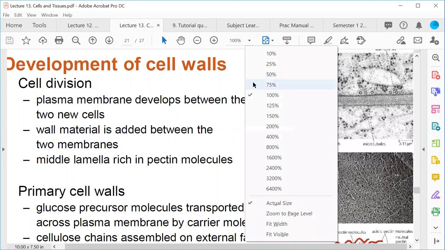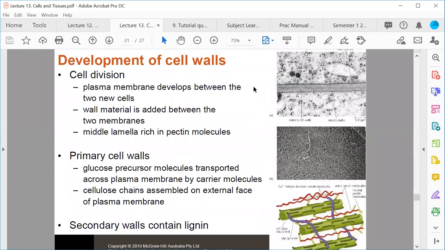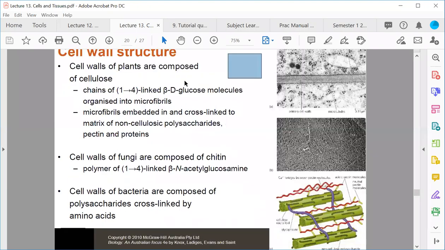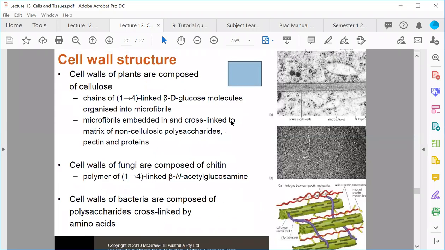Okay, I need to make that a bit smaller. There we go. All right, so let's look at the development. Oh, have I moved slide? Oh, I have. Sorry about that.